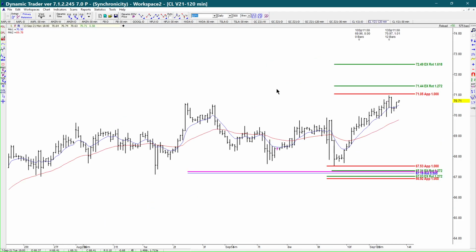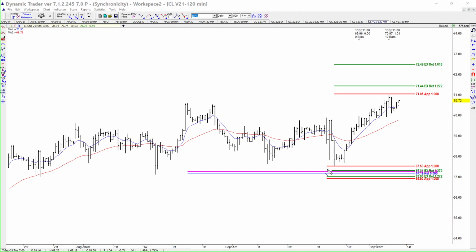As far as the 120-minute chart, you remember it continued to hold above this symmetry projection, yet we have not yet met the target because that remains at 71.44. The only thing that's in the way is a 100% projection at 71.05, but otherwise we're going to look for higher prices.